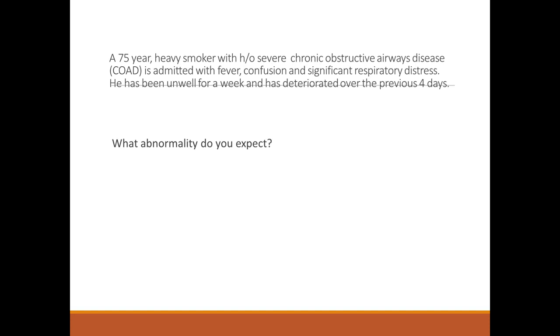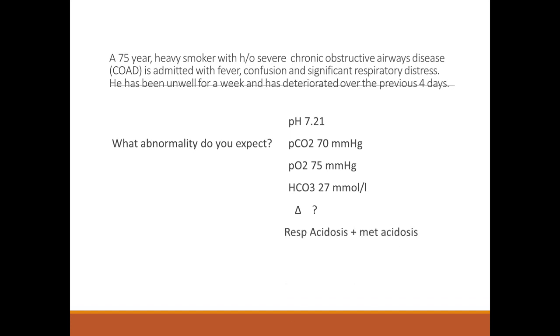Another scenario: a 75-year-old heavy smoker with severe airway disease presents with confusion, fever, and significant respiratory distress, and several weeks of unwellness. So what abnormality do you expect in this scenario? The pH is acidic with a predominant respiratory component, and the bicarbonate is a little bit more than the cutoff. So this is respiratory acidosis with metabolic acidosis. That is because the bicarbonate component is not that much less in comparison to this much. So respiratory acidosis along with metabolic acidosis is there.